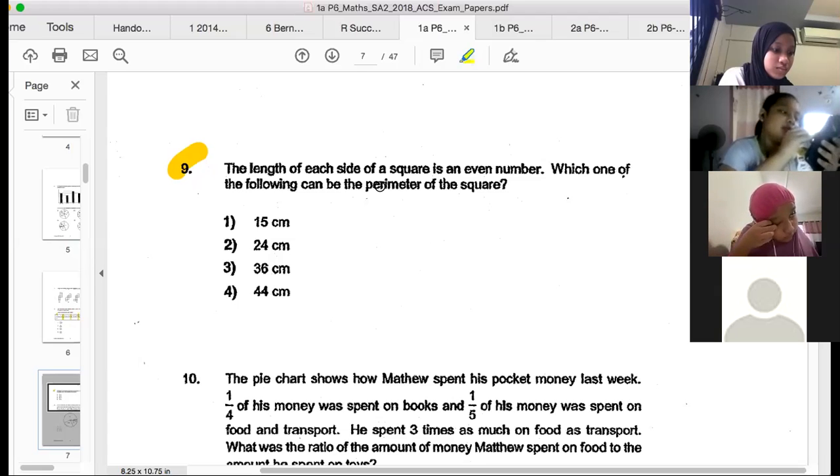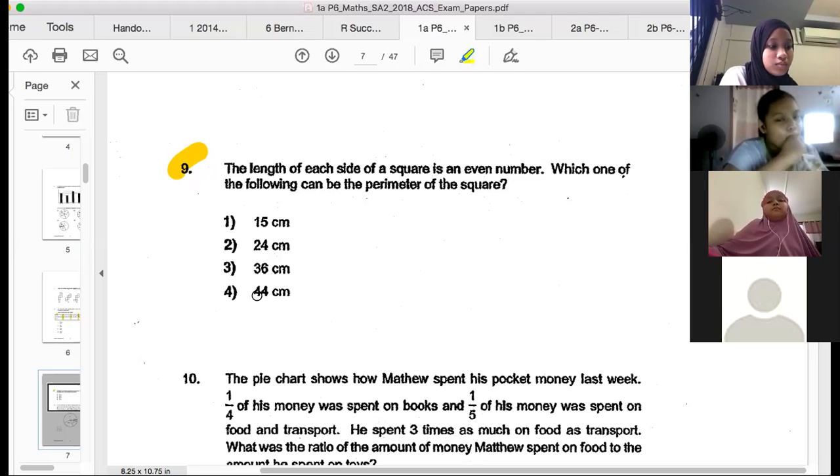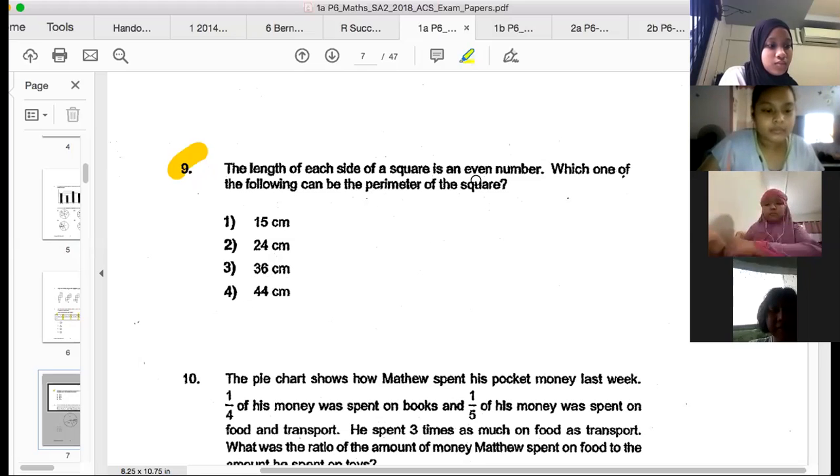All right, so now you just divide it. Zahana, your answer? Wait, what's the question again? Without seeing the video, I don't know what you're doing. Okay, the length of each side of the square is an even number. So they give you the perimeter here. You divide it by 4. 44 divided by 4 equals 11. 11 is not an even number, so it's out.